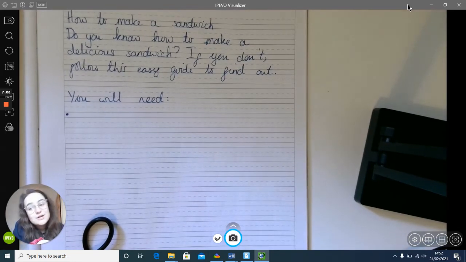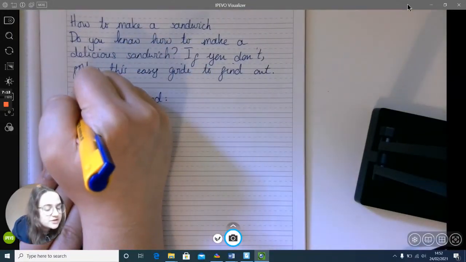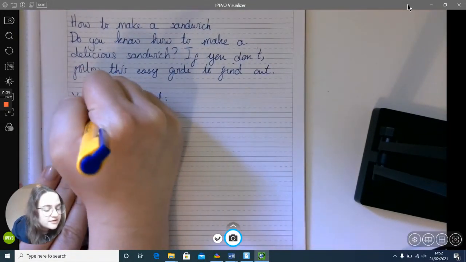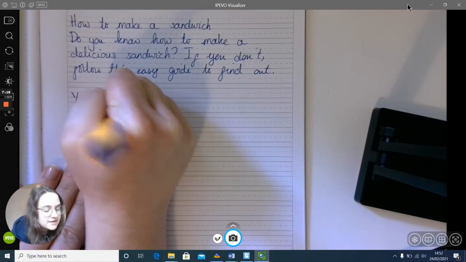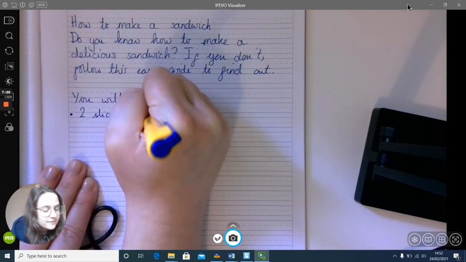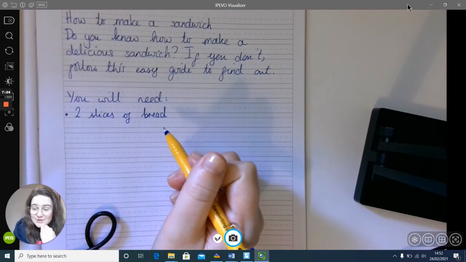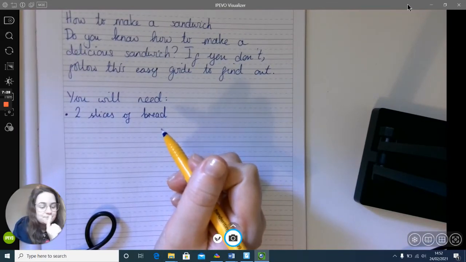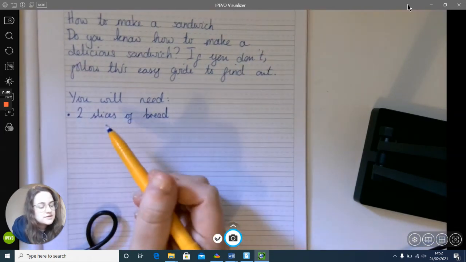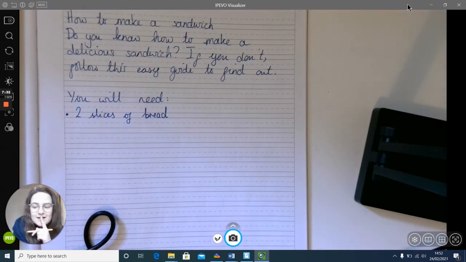So I know that most sandwiches use bread, don't they? So I need a slice of bread for the top and a slice of bread for the bottom. So I'm going to write, for my first you will need, I'm going to write 2 slices of bread. And I don't need a full stop there because that's not a sentence. Bullet points are a little bit confusing like that. 2 slices of bread.